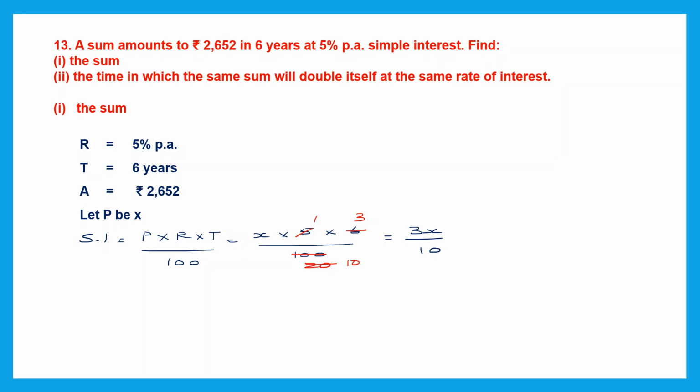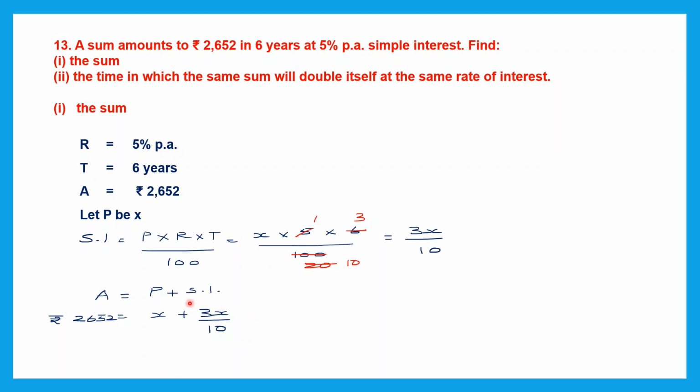Now let's use the formula for amount to find principal. Amount is principal plus simple interest, isn't it? So amount is equal to principal, we said let it be x, and simple interest, we said let it be 3x by 10. Now we can substitute for amount also because amount is 2652 rupees. So in place of this, let's substitute 2652 rupees. So 2652 is equal to x plus 3x by 10.